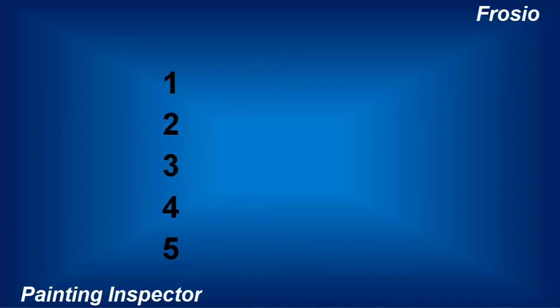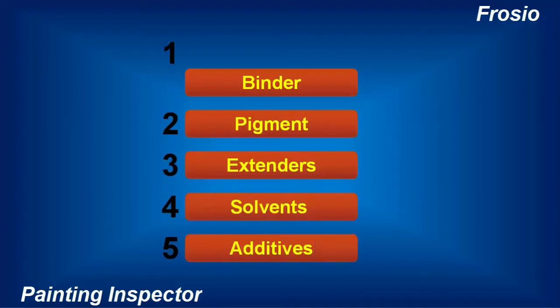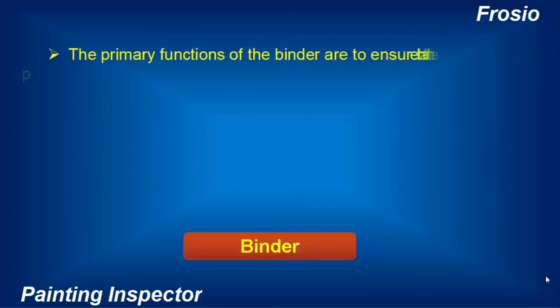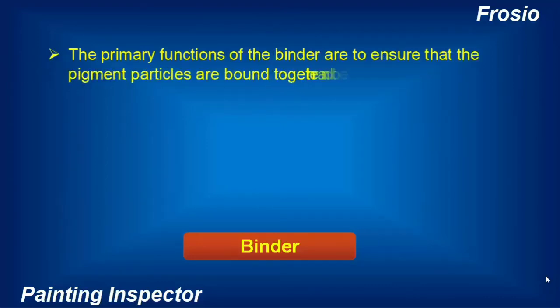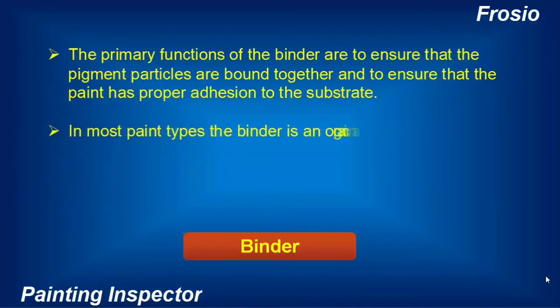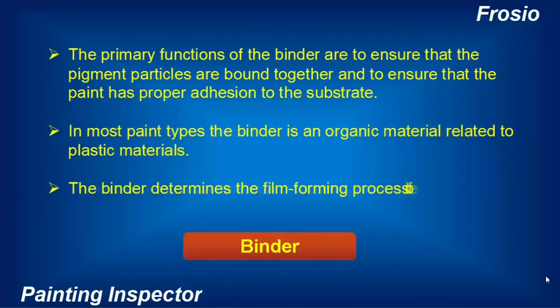The main components of paints are binders, pigment and extenders, and often also solvents and various additives. Binder. The primary functions of the binder are to ensure that the pigment particles are bound together and to ensure that the paint has proper adhesion to the substrate. In most paint types, the binder is an organic material related to plastic materials.